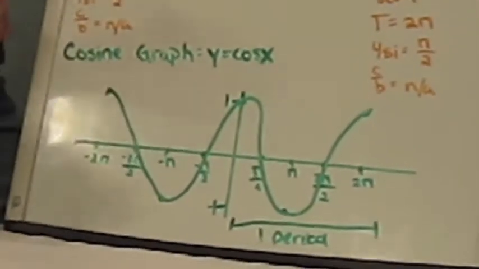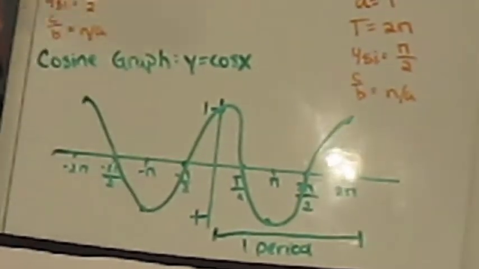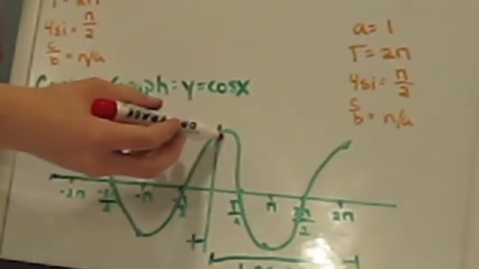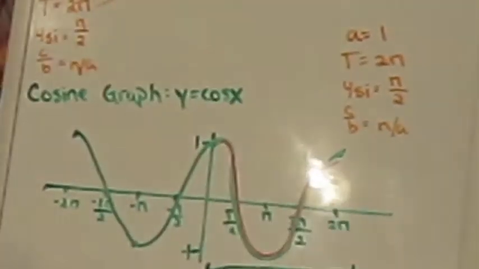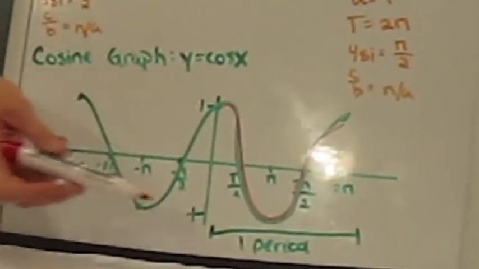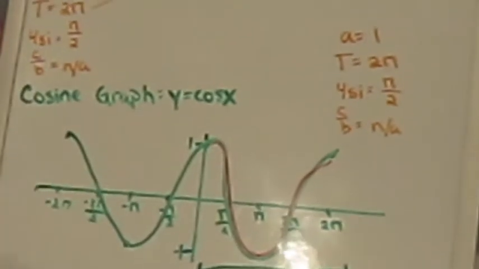When it's in this simple form, it always is at its highest point at 0. So 1 period of this looks just like this. The amplitude is 1 because the highest point is 1 and the lowest point is negative 1. The period is 2 pi, as you can see there.